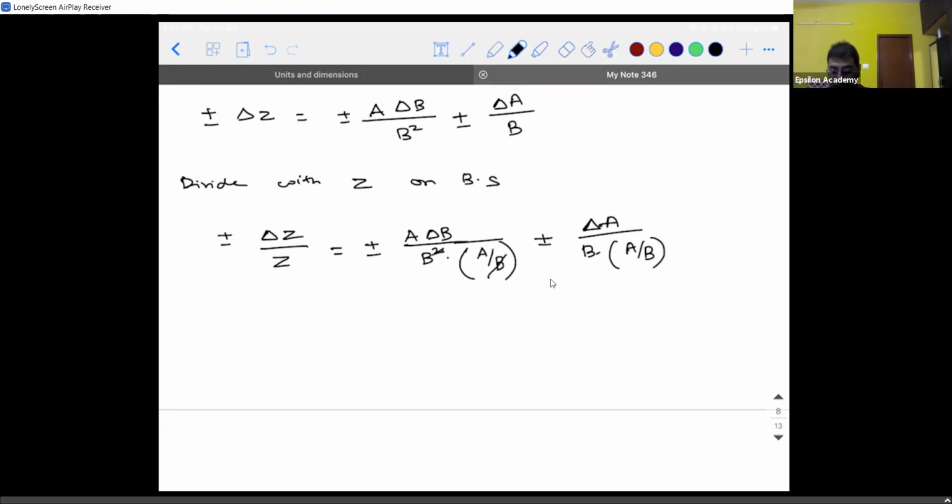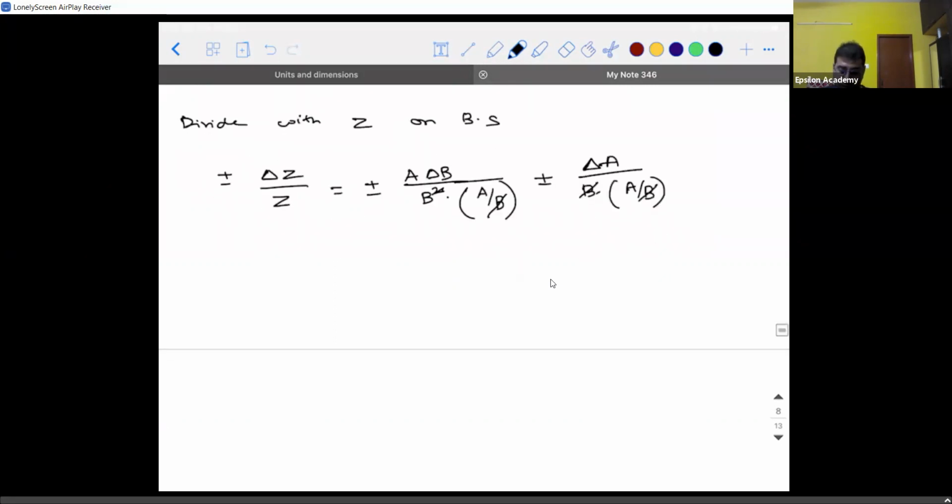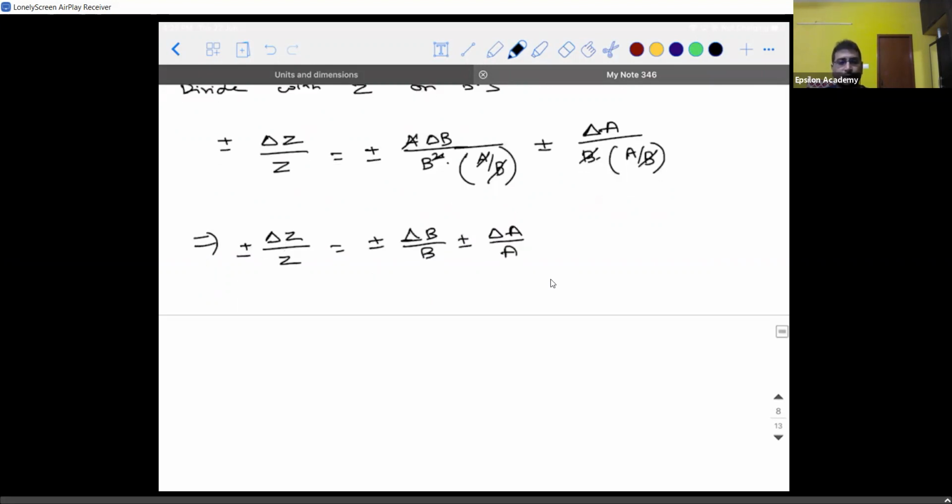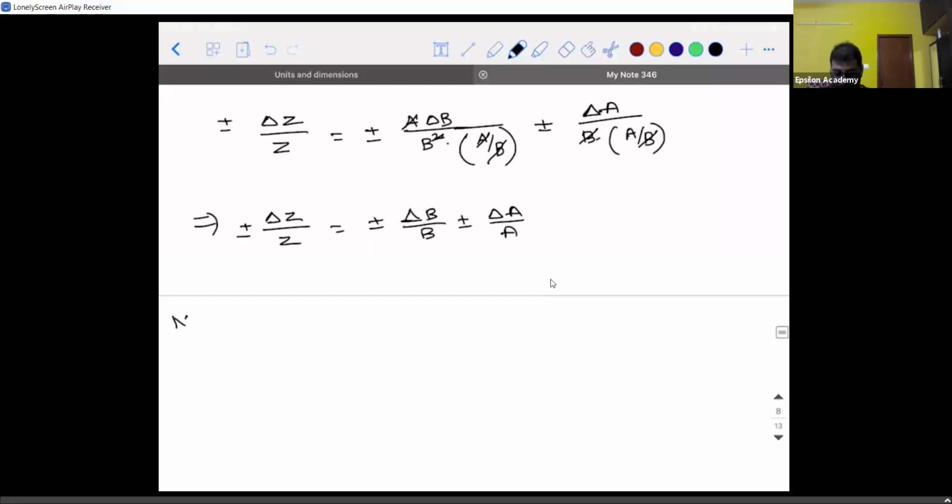Now what will happen? This B and this B will get cancelled, which implies delta Z by Z with a plus or minus sign is equal to plus or minus delta B by B plus or minus delta A by A, as A and A will also get cancelled. Now we have arrived at the same conclusion. So what is that we can say? Maximum value of delta Z by Z is equal to delta A by A plus delta B by B.